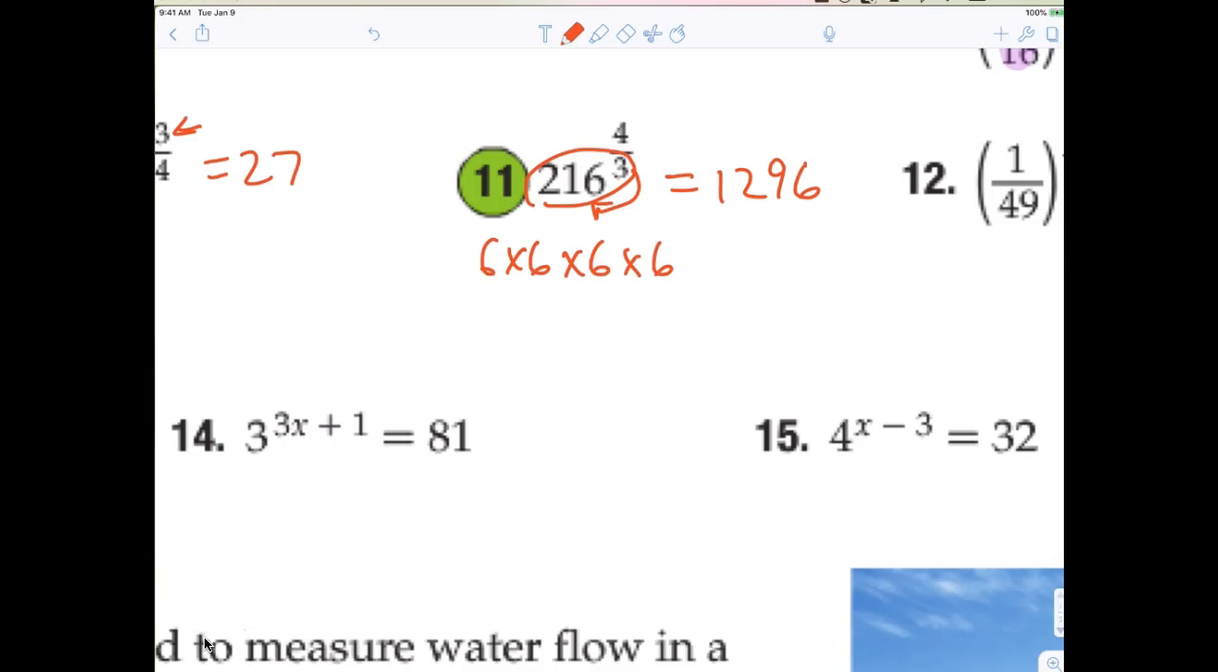So I want someone to tell me what 6 times 6 times 6 is. There's no reason to guess. It's right up there on the board. It's 216, because that's what the cube root of 216 is. Just ignore that. Concentrate with me.